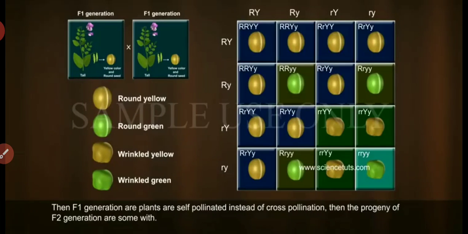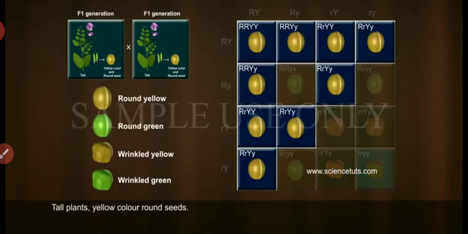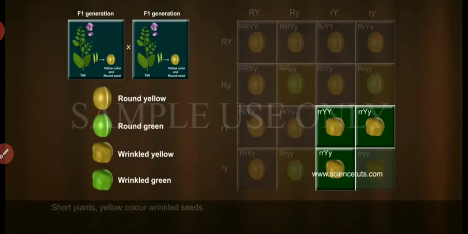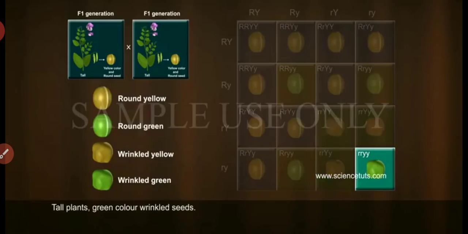Then, F1 generation plants are self-pollinated instead of cross-pollinated. Then the progeny of the F2 generation are some with tall plants, yellow color, round seeds; short plants, green color, round seeds; short plants, yellow color, wrinkled seeds; and tall plants, green color, wrinkled seeds.